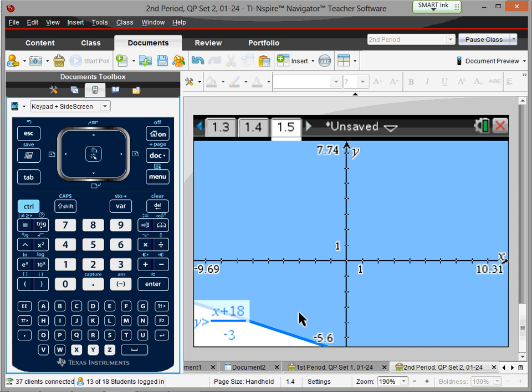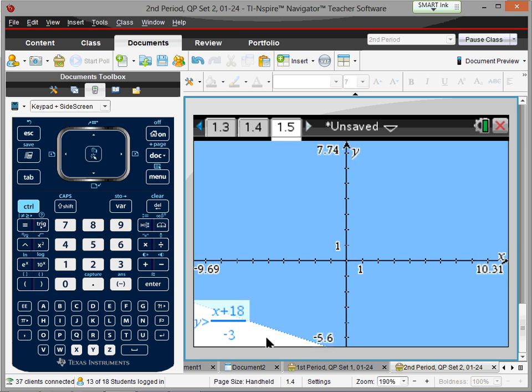Why can't I see my line? Why isn't my line dotted? There we go. Okay, so you might just have to deselect your line there. You might have to hover over it or click on it, but you should be able to see a dotted line, and a large part of the graph is shaded in.